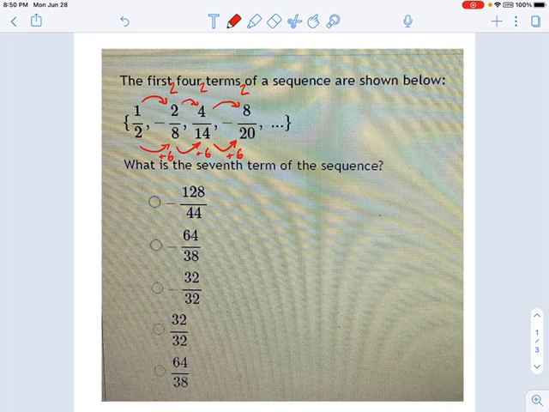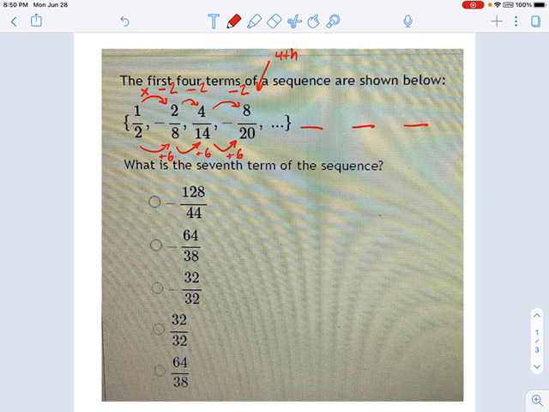But if you look at the top and you say, maybe this is times negative 2. 1 times negative 2 is negative 2. Times negative 2 is positive 4. Times negative 2 is negative 8. So that pattern actually works out. So let's keep on going. This was the fourth one. I need a 5, a 6, and a 7.